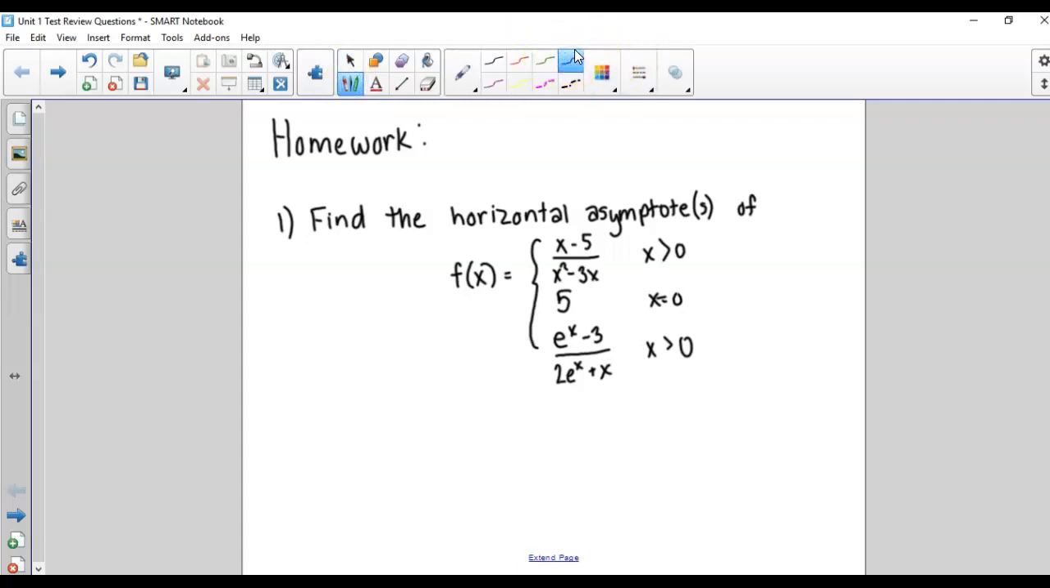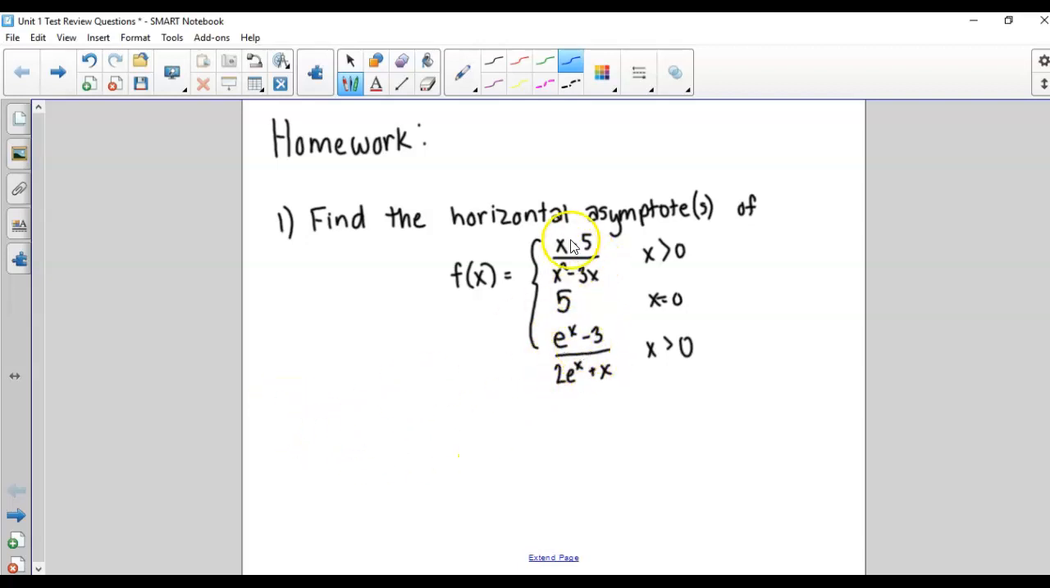Here are a few things I was wanting to do in class, but we ran out of time. So this question asks us to find the horizontal asymptotes of f of x equals, and then we have this piecewise function here. Notice that it could be asymptote or asymptotes. In this case, there's going to be two, because as we look at the left side of the graph, we use this equation, but as we look at the right side of the graph, we use this equation.